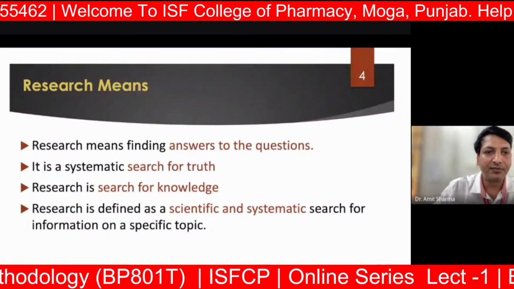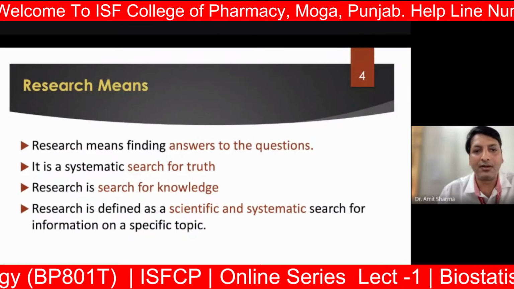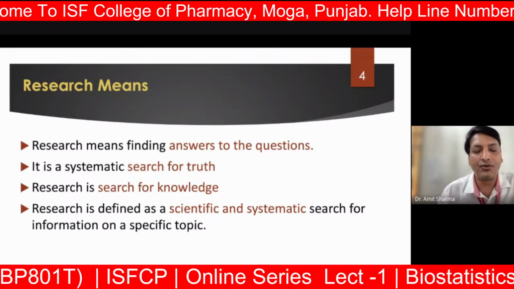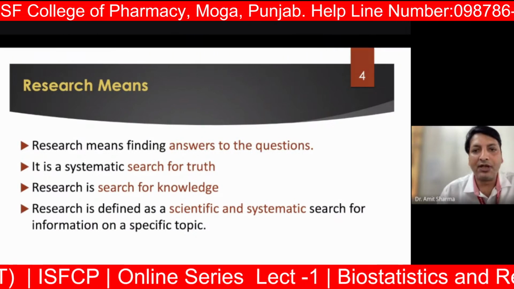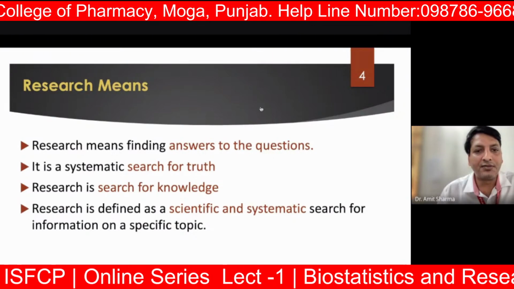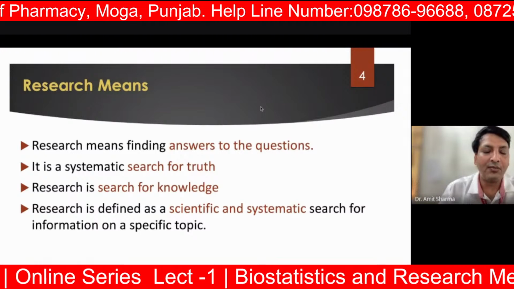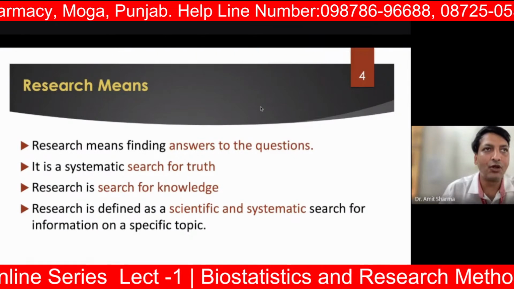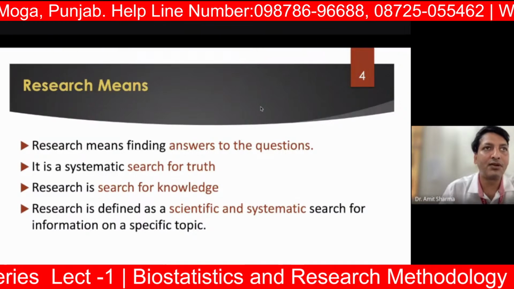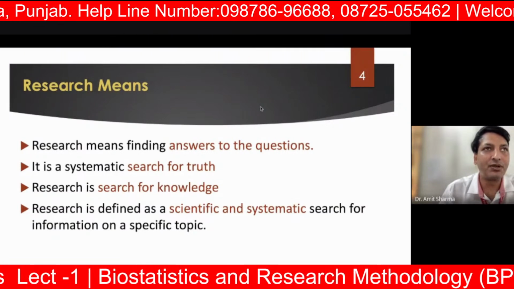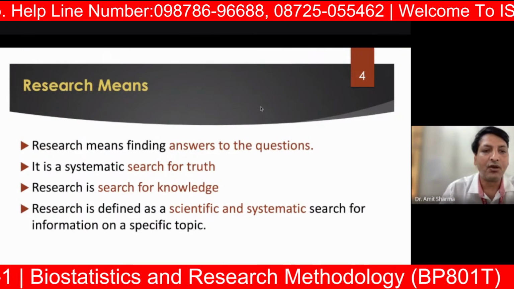This is the first one. So overall, what does research mean? Before we start the sessions, I want you to understand what we are studying. What is the meaning of research? Research means finding an answer to a question. It can be any kind of question which is in your mind, and you want to find out what the answer can be. So the process of finding an answer to a particular question is called research.